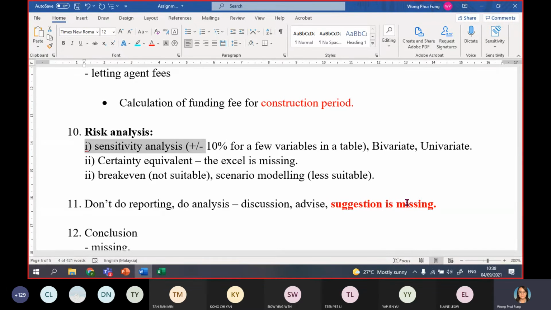Okay, so if you do the certainty equivalent, you should include the calculation in your Excel so that it is easier for me to verify. And the last one, about the risk analysis: most of you mostly do reporting, but I saw a few groups, I think two to three, actually give some advice and suggestions on how to minimize the risk that comes from the main variable. That part is quite good.